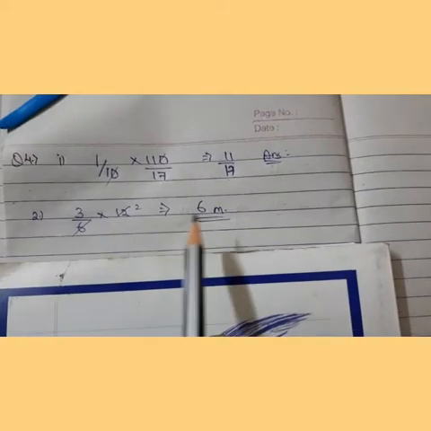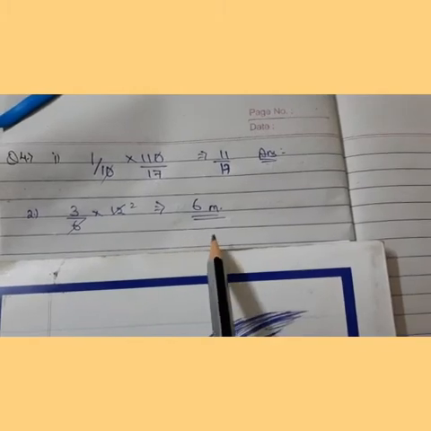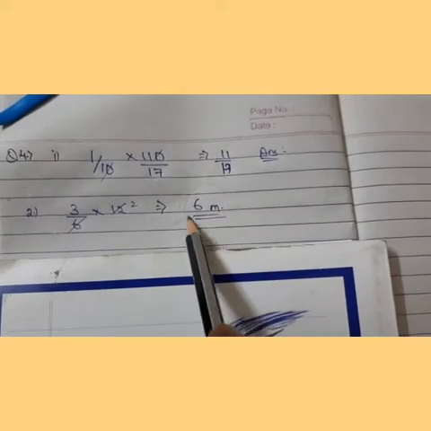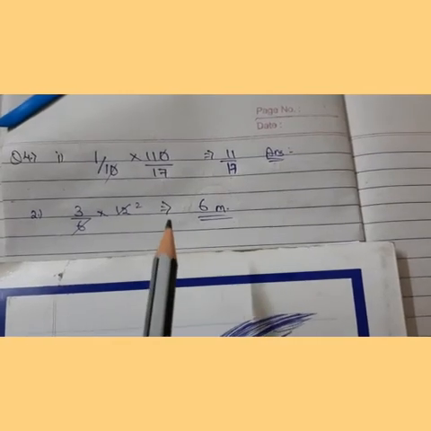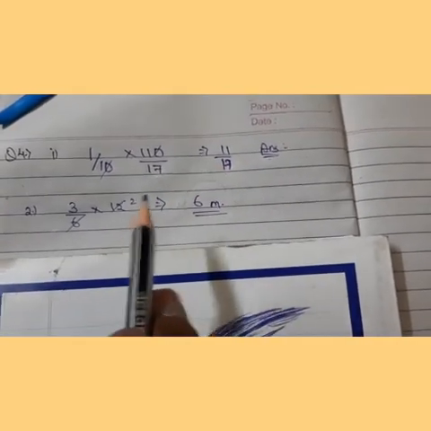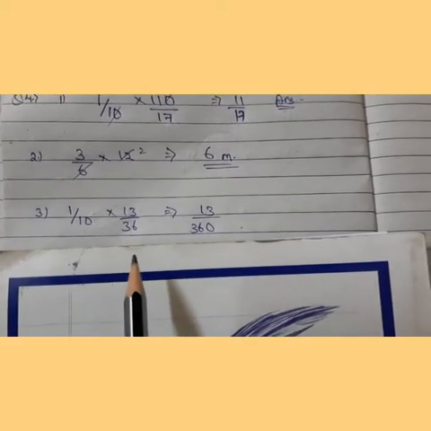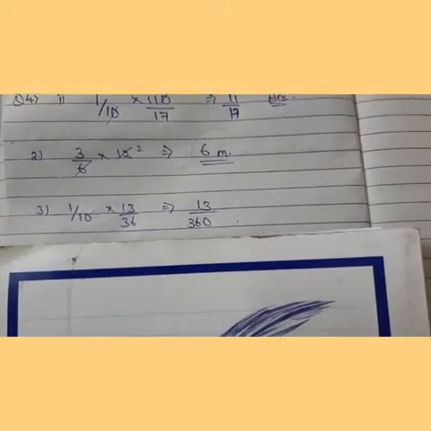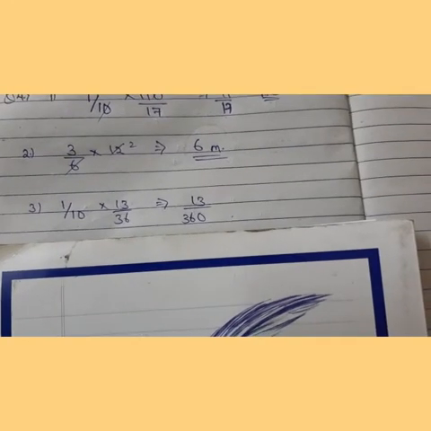But remember, I know you can do the simplification, 6 into 12, that will be 6. But since in the question it is straight away mentioned 12 meter, your answer should also be in the same unit. If it would have been centimeter, liter, anything, whatever the unit is mentioned in the question, your final answer also should be in that same unit. The next one is 1/10 of 13 by 36. Simple, 1 upon 10 into 13 by 36. Solve it.